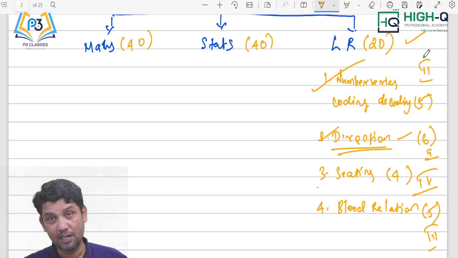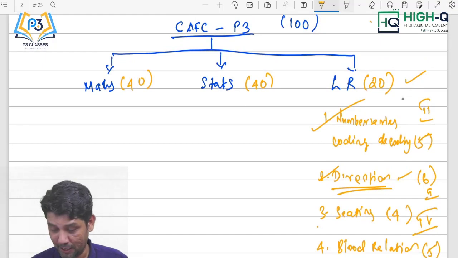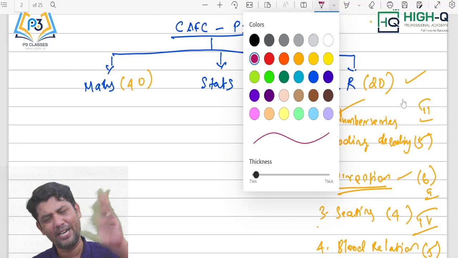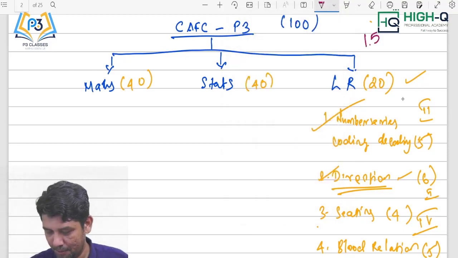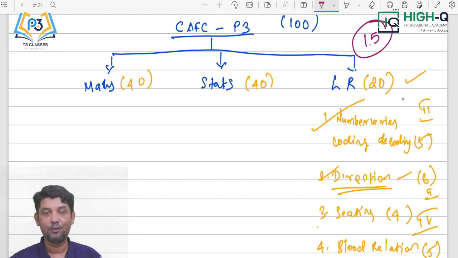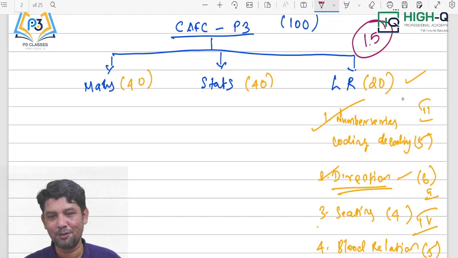Okay. But still, I can tell you, out of 20 marks, any student can score minimum 15 marks from this topic. I'm not giving you the confidence of 20 out of 20. Please note it down. You are focusing on 20 out of 20, but I'm giving you the minimum guarantee of 15 marks.